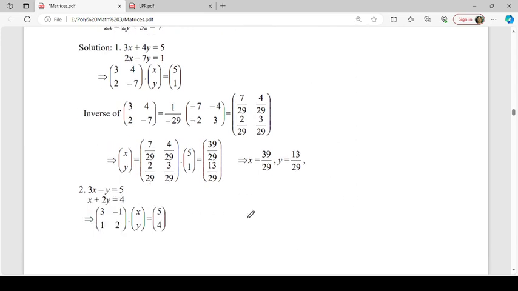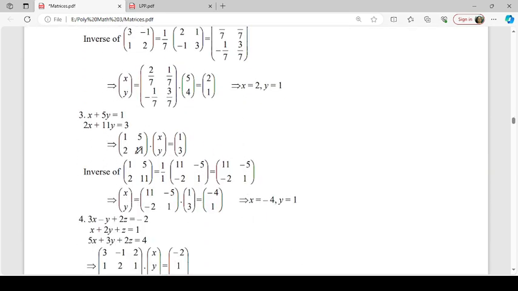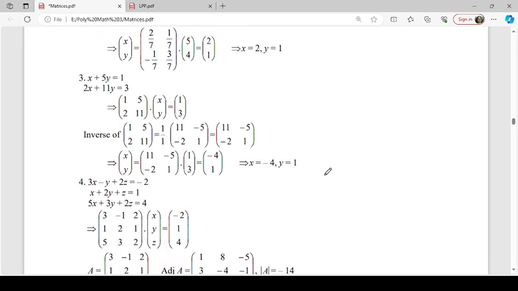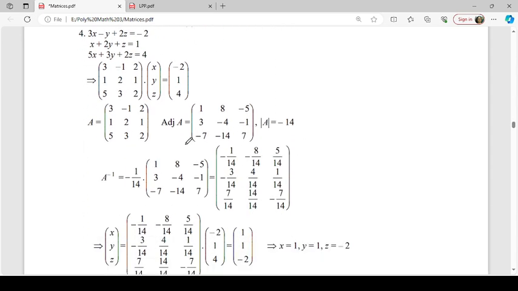Similarly this one, same procedure. This is also second order. Very simple. Here the determinant is 1. Then this is third order. So third order, here you see thrice x. So the coefficient matrix is 3 minus 1 2, 1 2 1, 5 3 2. This is A, this is x, and this is B.